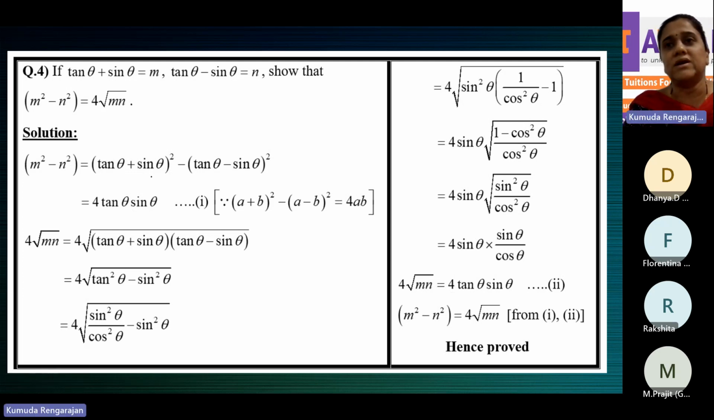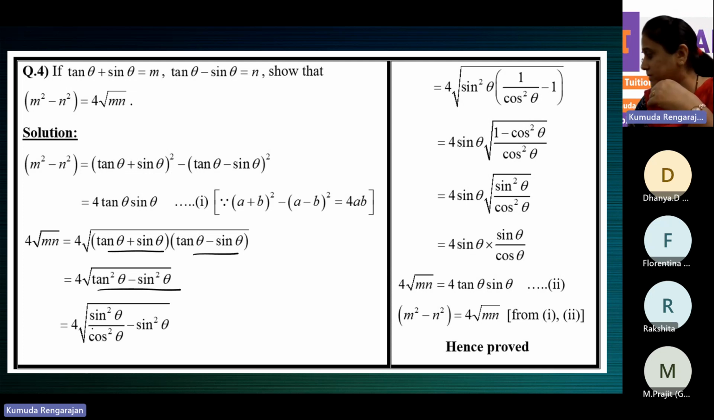So identities make our job easier. Here you should use the identity (a plus b) the whole square minus (a minus b) the whole square is equal to 4ab. And then here it is (a plus b) into (a minus b), which is a square minus b square. And then this tan square theta, we write as sin square theta by cos square theta and take out the common factor, because every time there's something common, take out the common factor. So sin square theta is common, so take it out.